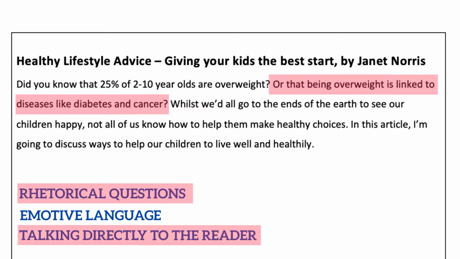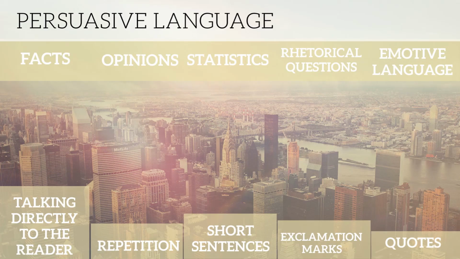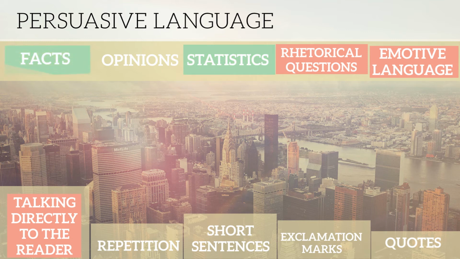What about emotive language? We could describe the phrase, go to the ends of the earth, as emotive because it talks about how very much we love our children. So in that short introduction alone, we found 3 persuasive techniques: rhetorical questions, emotive language, and talking directly to the reader. For the second part of this video, we're going to have a look at 3 more persuasive techniques: statistics, facts, and opinions. And we'll also have a quick look at quotations too.